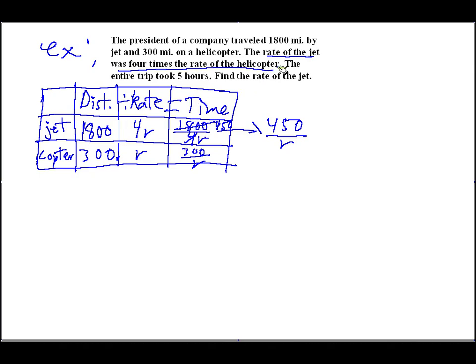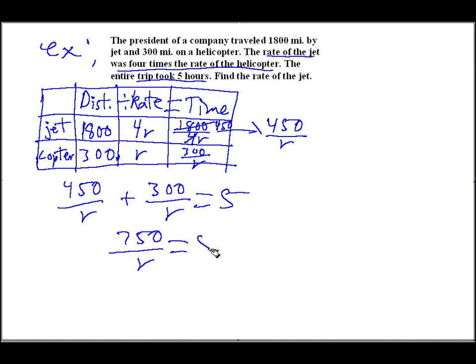Now, what do we know about time? It says the entire trip took 5 hours. That means the time on the jet plus the time on the helicopter is equal to 5 hours. So the equation we're solving is 450 over R, the time on the jet, plus 300 over R, the time on the helicopter, equals 5. Are you with me on that? Now I could multiply by the LCD, but these two fractions have the same denominator, so just combine them. What's 450 plus 300? That's 750 over R equal to 5.